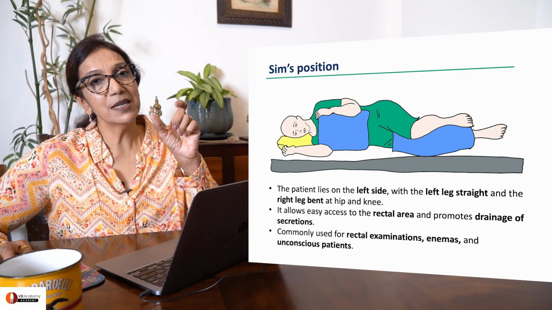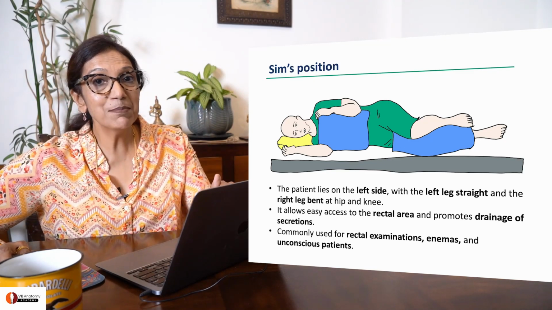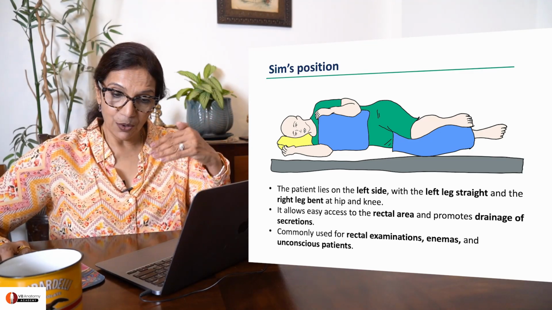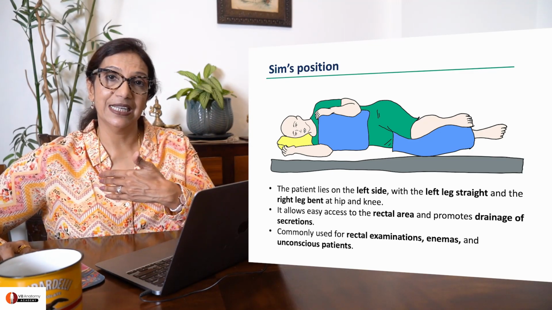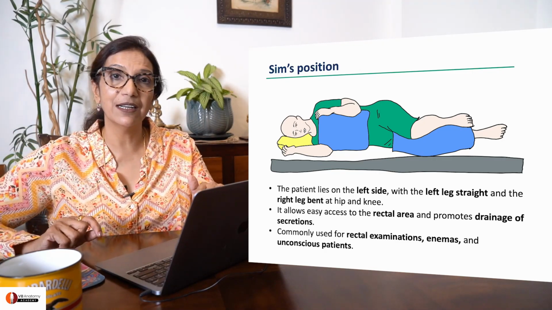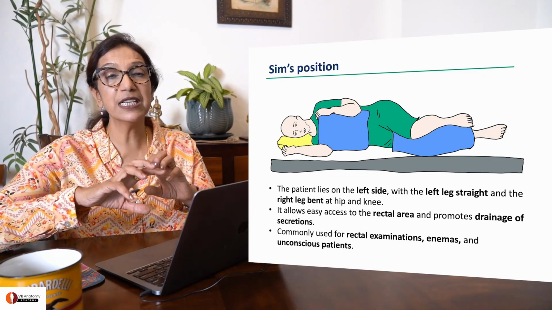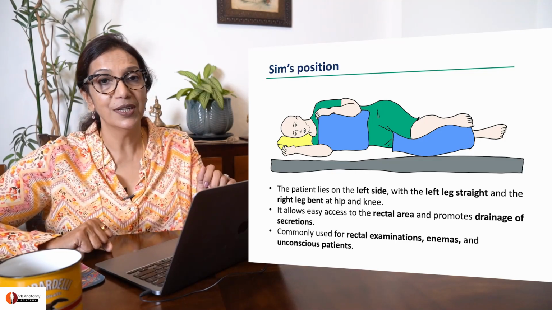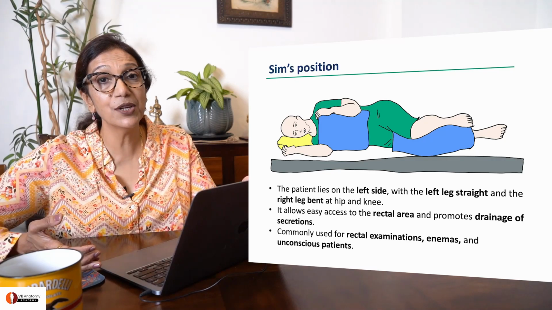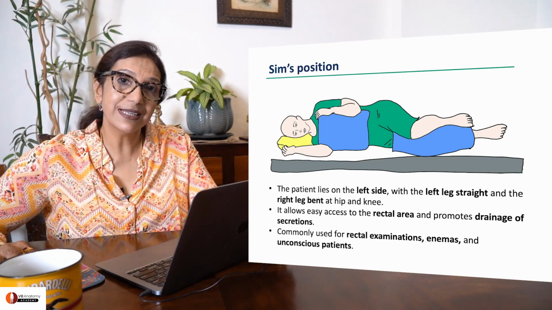Many times, specifically Sims position is the word used. See this term here? Sims position. So this is similar to the lateral position. The leg on the bed is straight and the leg on the top is flexed and resting on the bed as seen here. So much so that the gluteal region and the rectal region is quite well exposed. This is the position given when you want to do a rectal examination, give an enema to the patient. Okay, that's when this position is given.